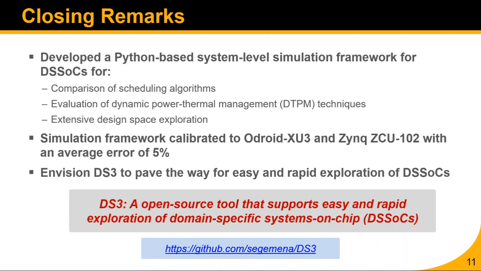As a summary, we developed a Python-based system-level simulation framework, DS3, for domain-specific systems on chips that enables the comparison of different scheduling algorithms, evaluation of dynamic thermal and power management techniques, and extensive early design space exploration. The framework is calibrated against 2 commercially available platforms, which are Odroid XU3 and Zynq CCU102, with an average error of 5% for all cases. We envision that DS3 will pave the way for an easy and rapid exploration of domain-specific systems on chip, and to this end, DS3 is an open-source tool and can be accessed via the link below.